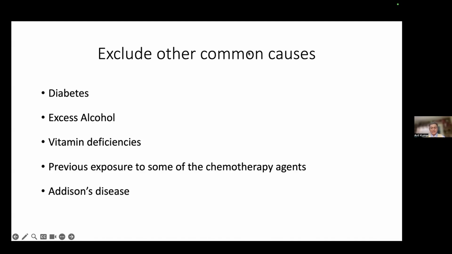Vitamin deficiency, especially B12 and folate deficiency, can also cause autonomic neuropathy. Previous exposure to chemotherapeutic agents. Any chemotherapy agent that comes to your mind? Anyone who can shout or write?